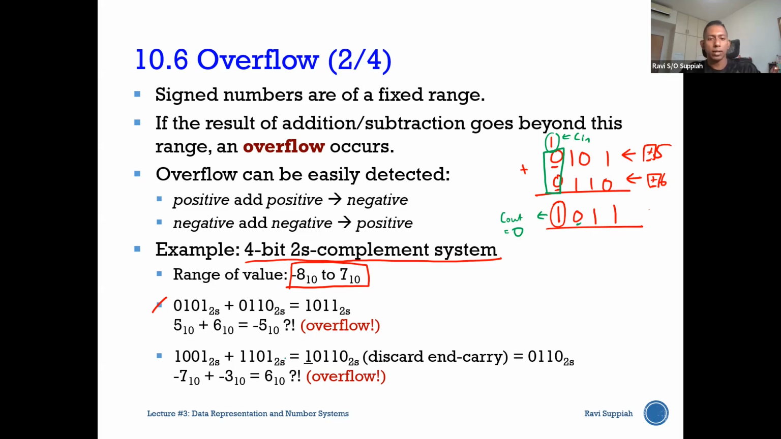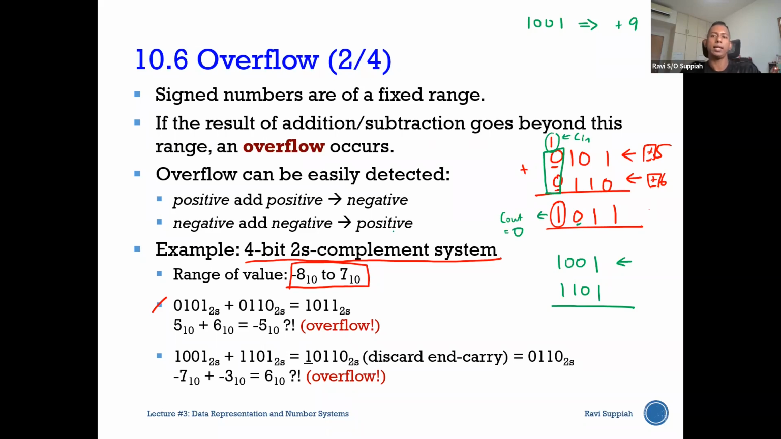All right, now let's look at the next one. 1001 and 1101. Now this is another interesting thing. How do I interpret this 1001? Because if I key this 1001 into my calculator, I will get a value of 9. It is equivalent to positive 9. But is this interpretation correct? It is not correct in this context.